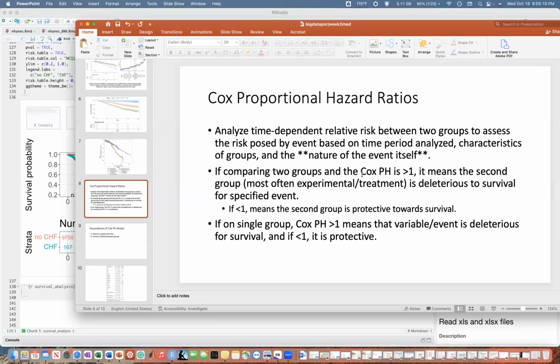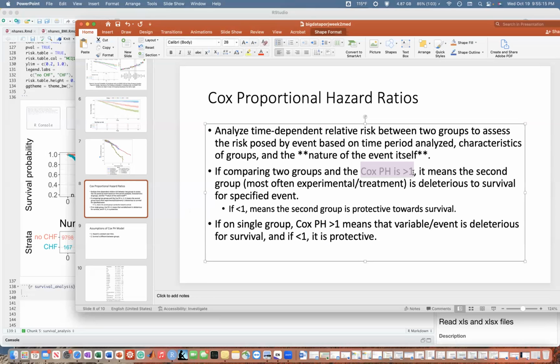So when you compare two groups and you run this hazard ratio, I'll show you through the code in a second. If it's above 1, it means the second group, which is most often your experimental treatment group historically, is deleterious.